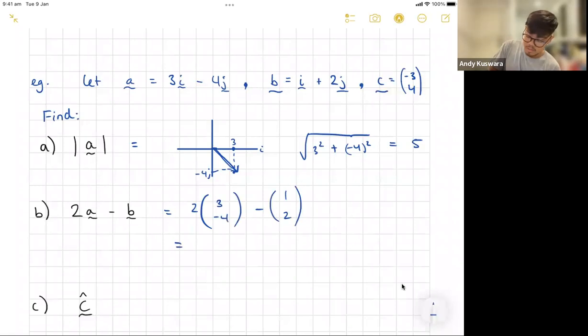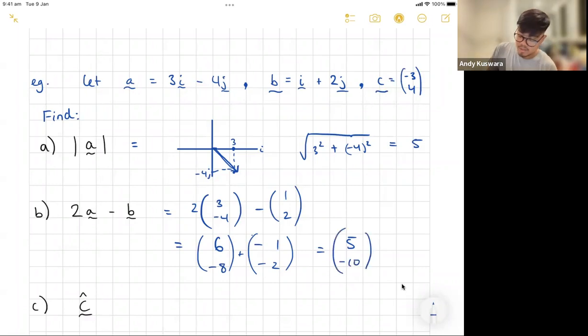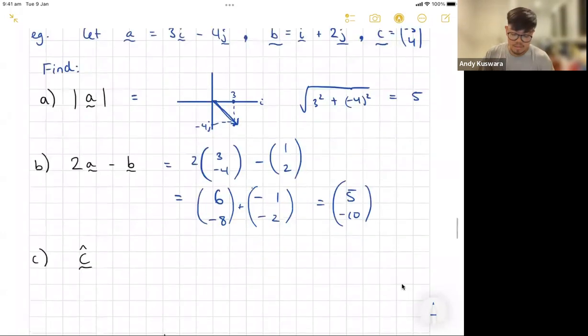So 2 times 3 is 6, and then I've got take away 1 still. And then I've got 2 times the negative 4 means I've got negative 8 minus 2. And then honestly, that's about it really. 6 minus 1 is 5. And then I've got minus 8 minus 2, which is minus 10. And that'll do it. If you really want, you can simplify it a bit more, but I would leave it as that. If you want, you could take the 5 out the front, but I would leave it there.